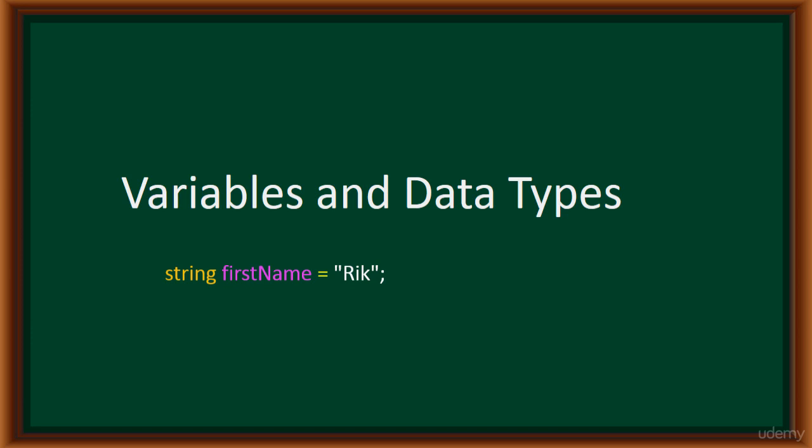So the string here is the first thing you specify. You specify the data type, which is a string, which means it's going to be text, followed by the name of the variable. Okay? Then once you give the variable a name, you use the assignment operator, which is the equals sign, to give the variable a value. In this case, the value is Rick. Because it's a string, you must enclose it in quotes. So you either use double quotes or single quotes. You can't mix them. The quotes have to match.